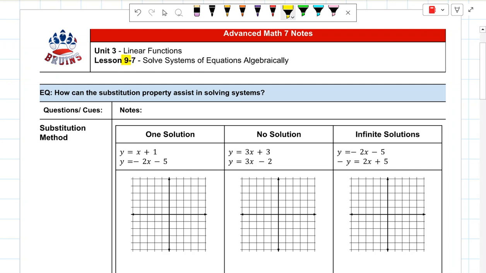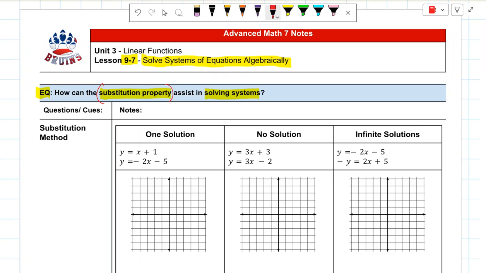Welcome to the last lesson of Unit 3, and we are learning about solving systems of equations algebraically. So the essential question is, how can the substitution property assist in solving systems? Now you know all about the substitution property. When we use a subprop, we use parentheses always.